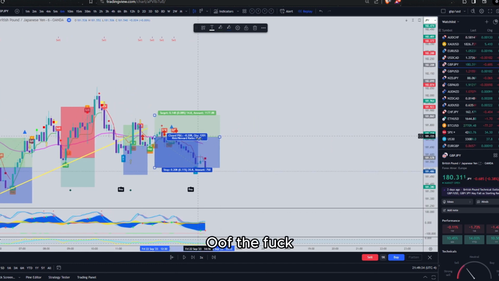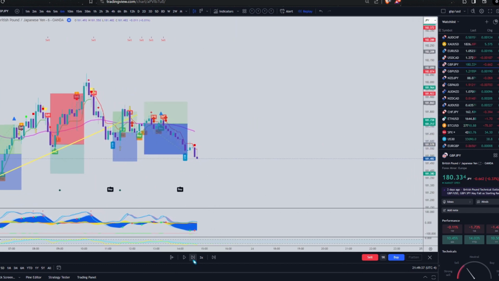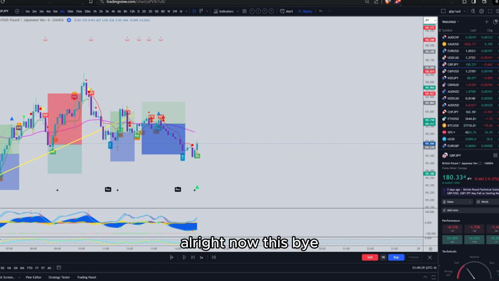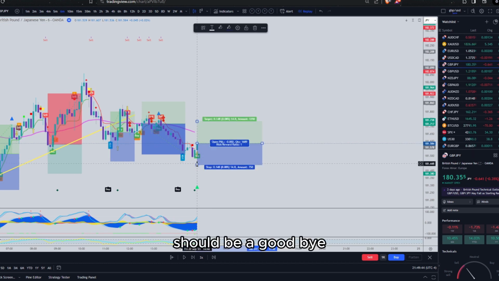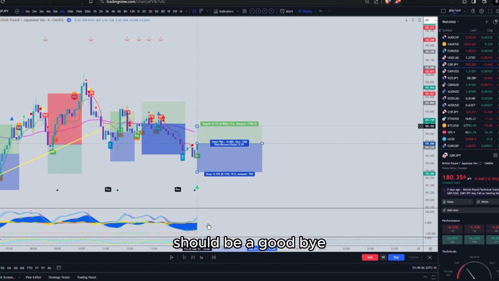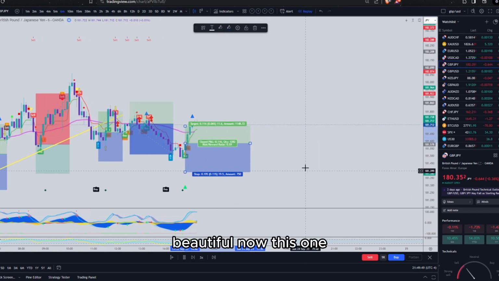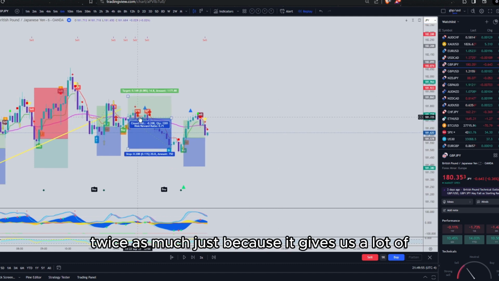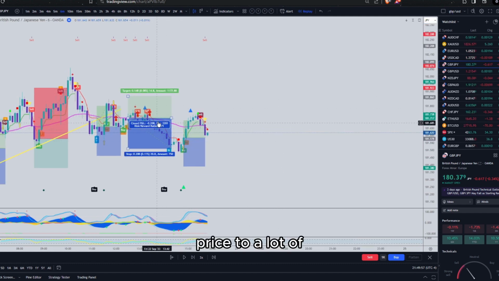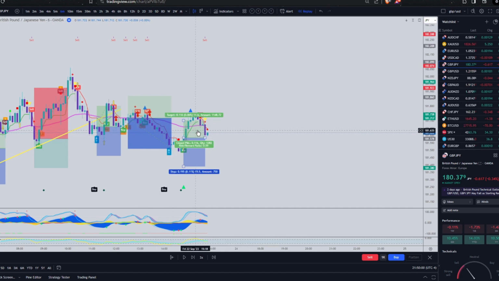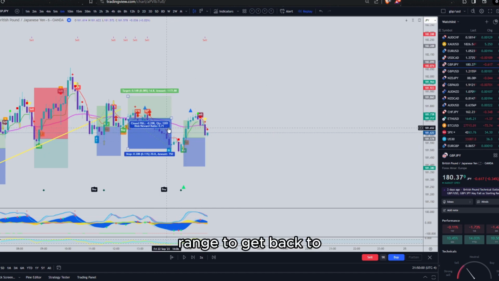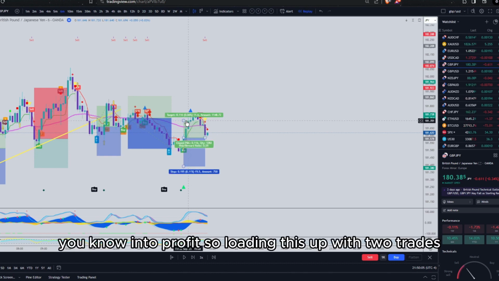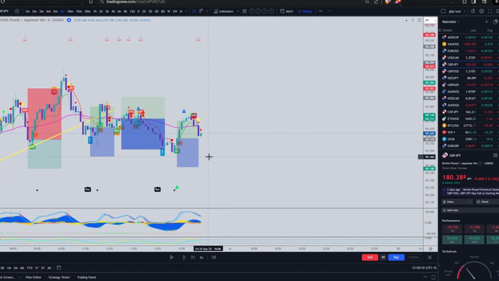Oof. The fuck. Alright. Now this buy should be a good buy. Beautiful. Now this one we would have probably loaded up twice as much, just because it gives us a lot of range to get back into profit. So loading this up with 2 trades would have been better.